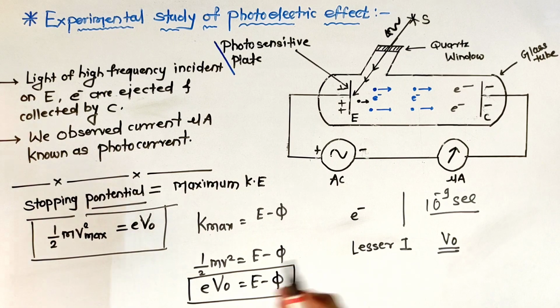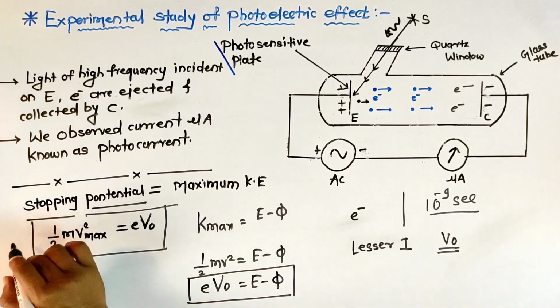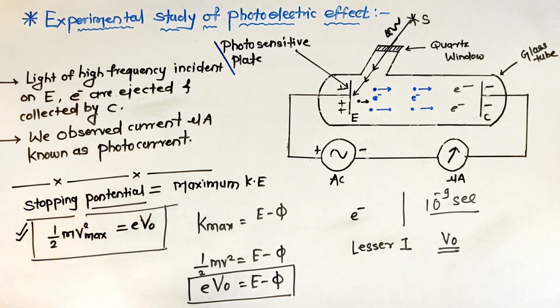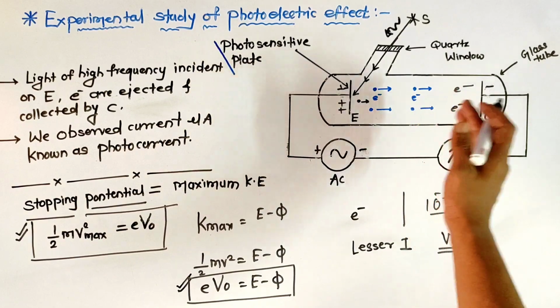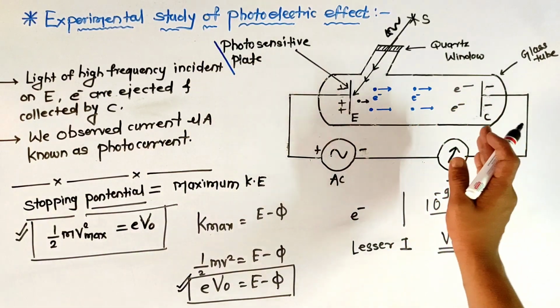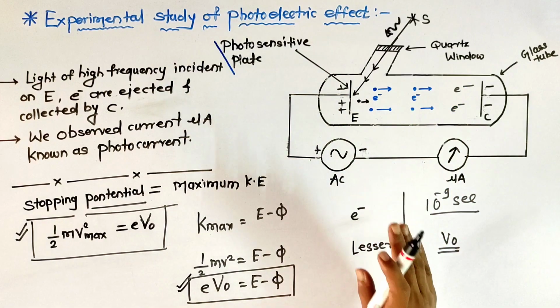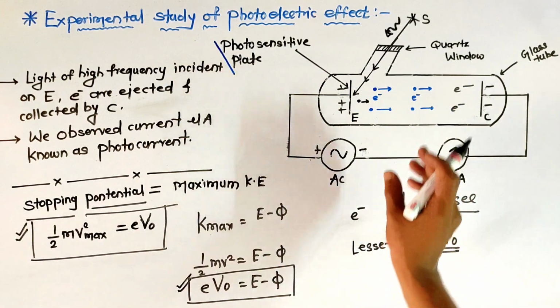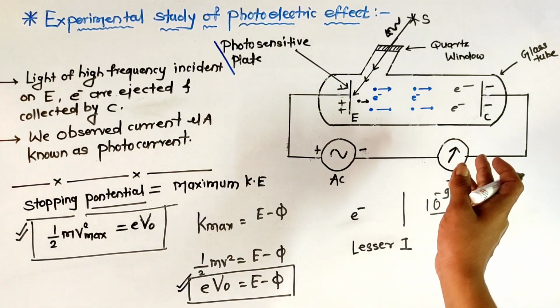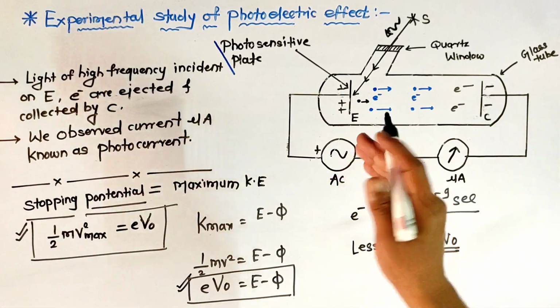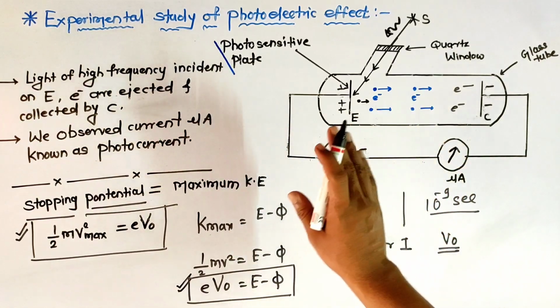So we have seen two formulas today. One is the kinetic energy and stopping potential relation, and the other is e V naught is equal to E minus phi. When we increase the negative potential, at a particular point the electrons are not able to reach the collector plate, and this potential is known as the stopping potential. And as we increase the stopping potential, the amount of current decreases. So next we are going to see the graphical study of the photoelectric effect.